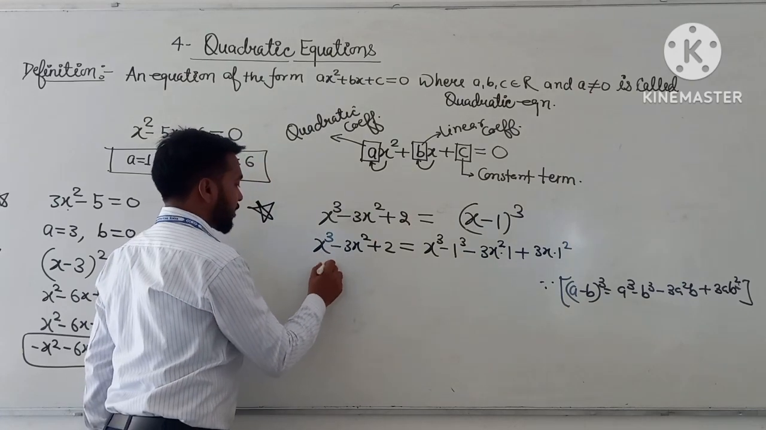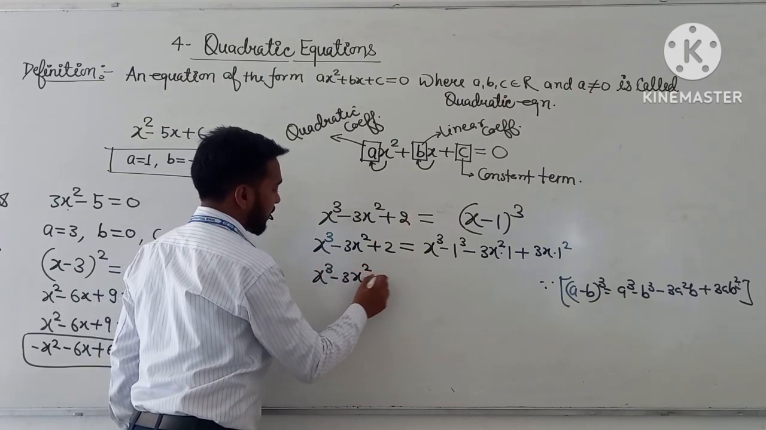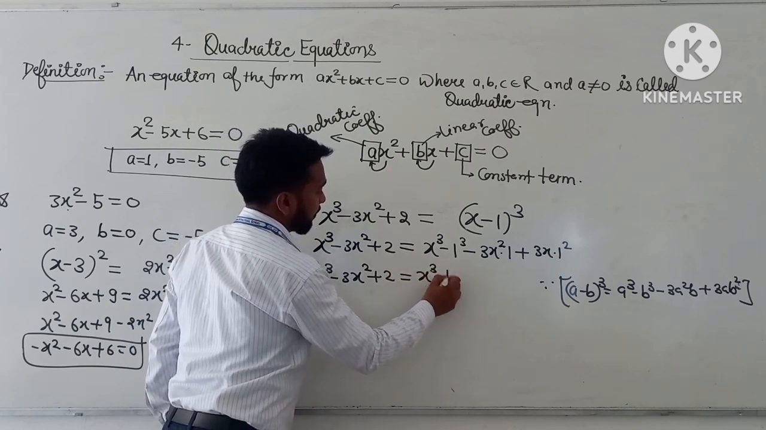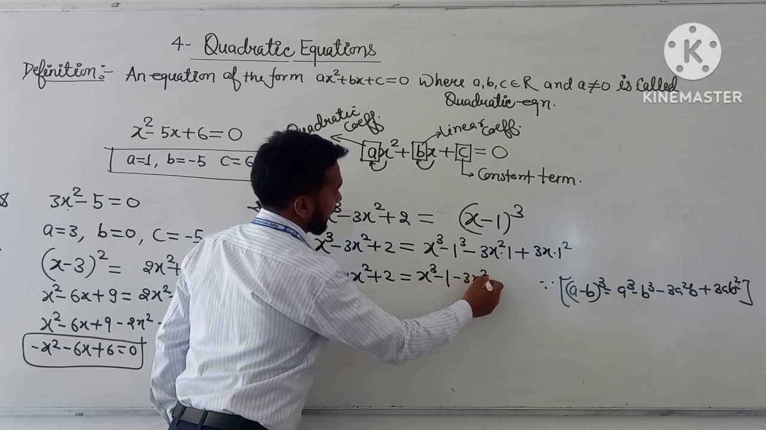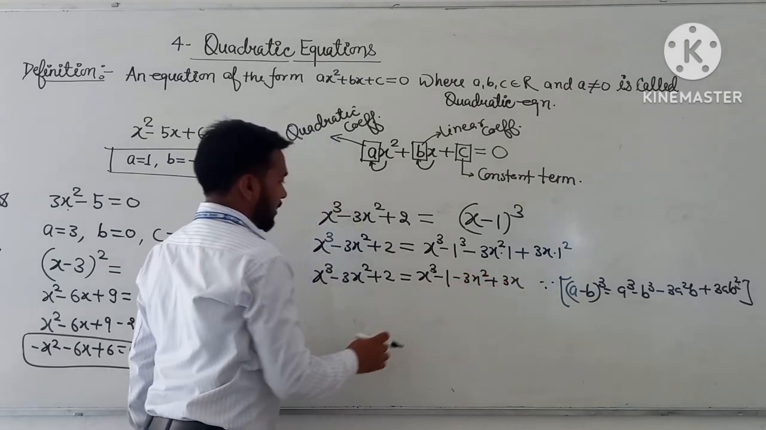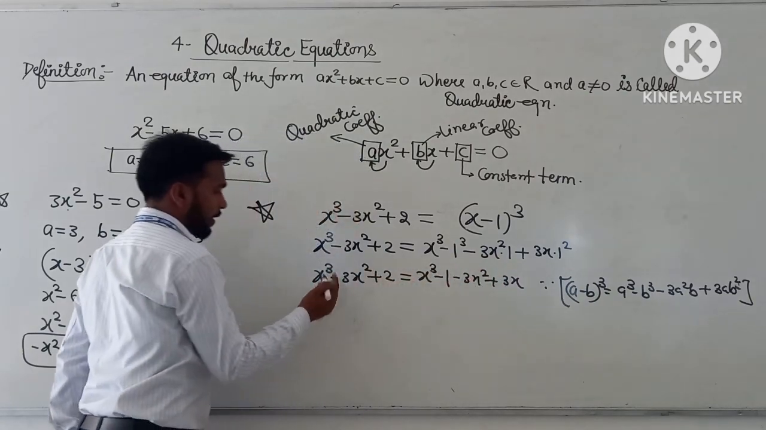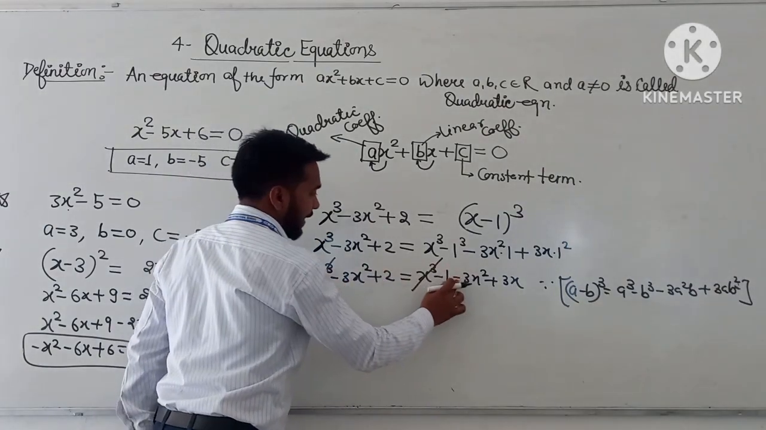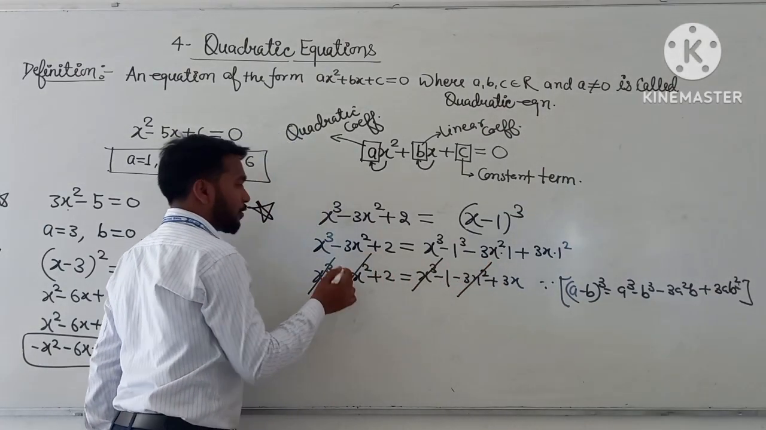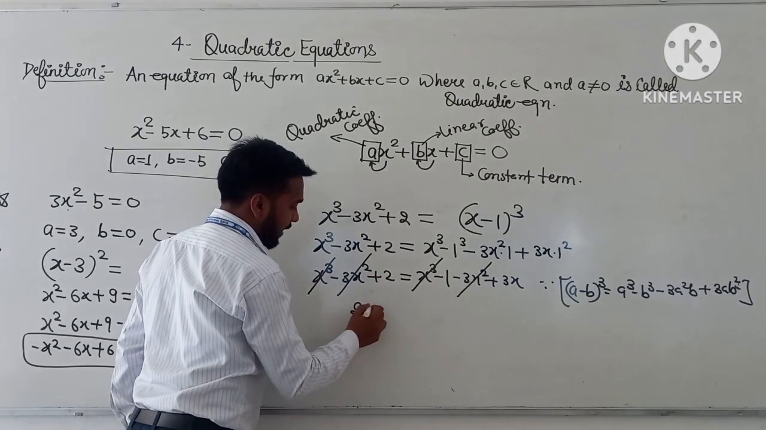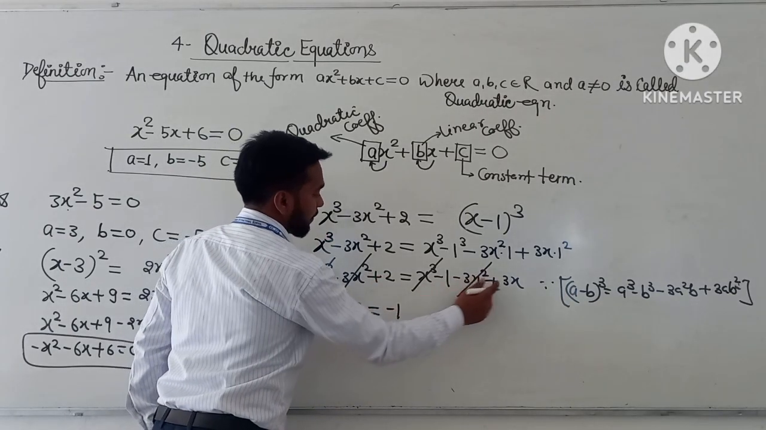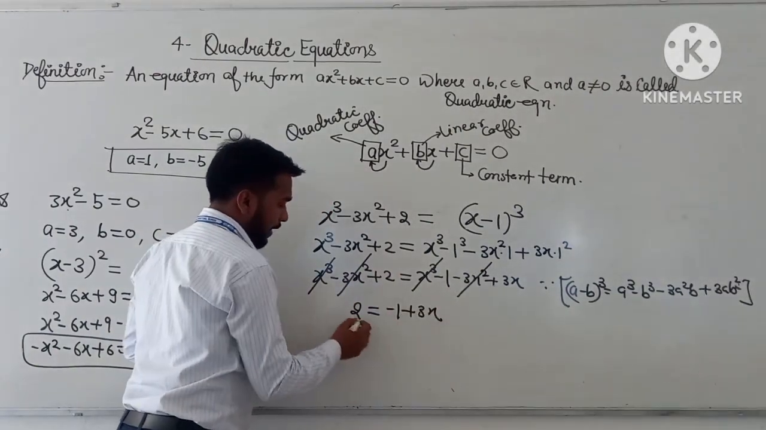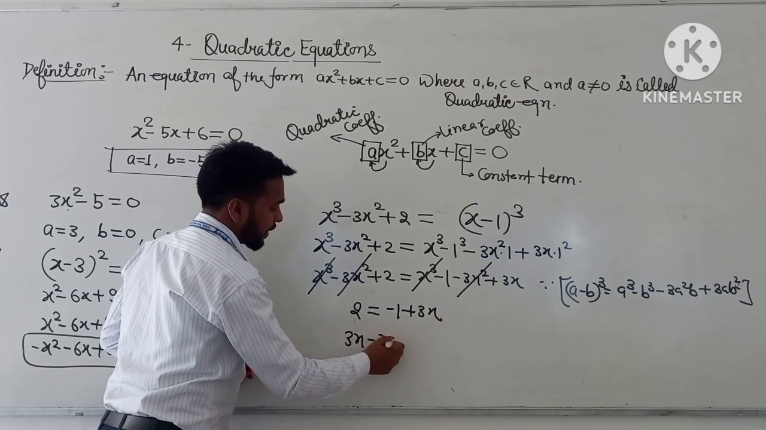Now just solve it. It is x cube minus 3x square plus 2 is equal to x cube minus 1 minus 3x square plus 3x. Write all these terms from right to left. You will get x cube cancel out. It is minus 3x square and again minus 3x square, it will also cancel out, and you will get only 2 is equal to minus 1 plus 3x. So just move 2 from left to right, you will get 3x minus 3 is equal to 0.